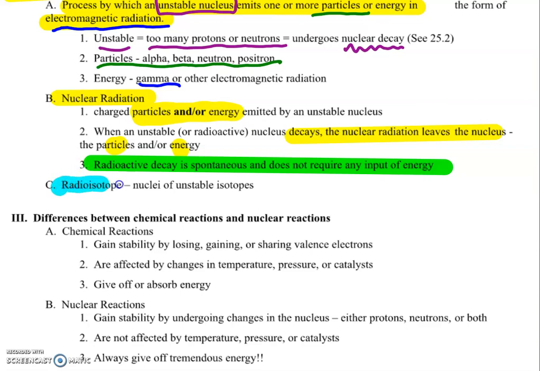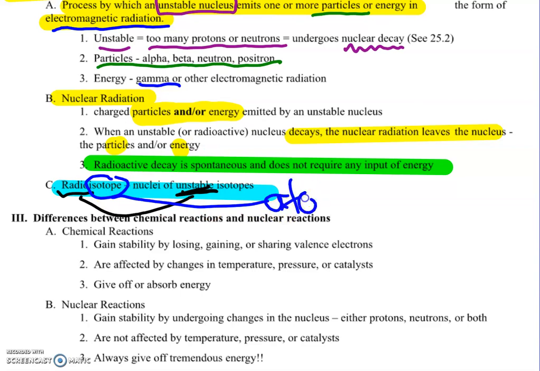Another key vocab word is radioisotope. It's the nuclei of unstable isotopes. So let's break down that new vocab word. Radio and the radioisotope, that implies that it's radioactive, and we saw that the radioactive part means that it's unstable. So radio means it is radioactive, unstable. The second part there, we have isotope. An isotope is an atom with a specific mass. So we're looking at the radioactive nuclei of these unstable atoms.